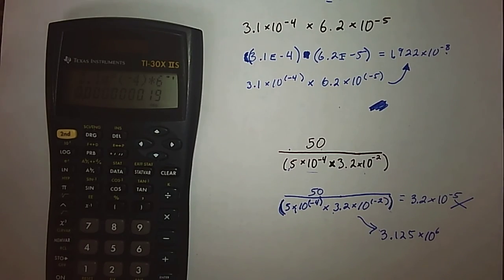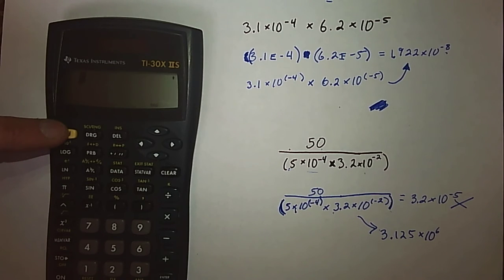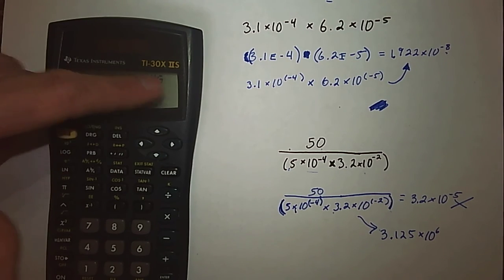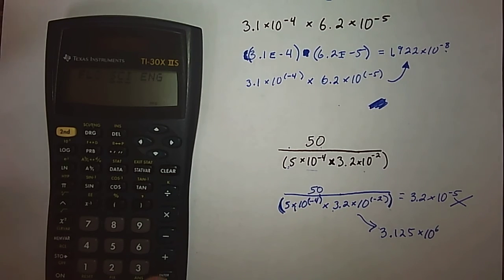But let's say you wanted to fix this in your calculator. What you would do is clear this, and hit second, and then that brings us to scientific engineering. That just means that I was either on engineering or float right here. I want to be on scientific, so then all my answers will be in scientific notation. So once that's the case, I'm going to press enter in my calculator.